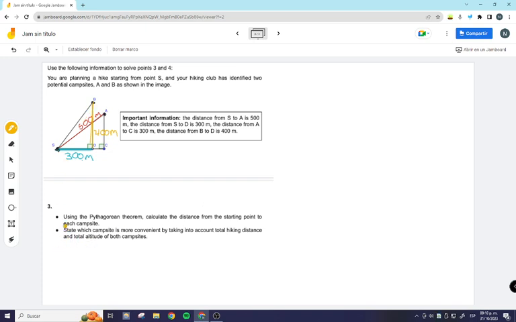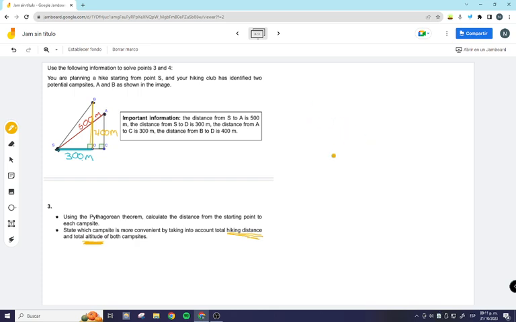And then we have to state which of these two campsites is more convenient by taking into account the total hiking distance and the total altitude of both campsites. Look, hiking distance and altitude. So your conclusion has to be about these two things. Okay, so let's actually do it. Let's find from S to B.